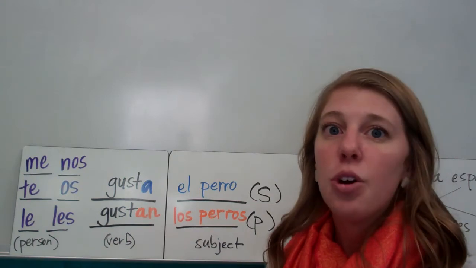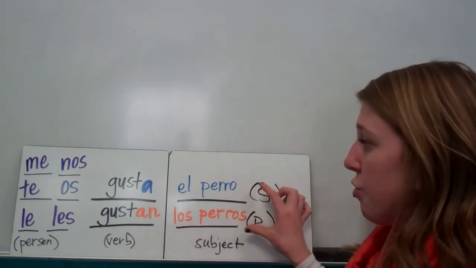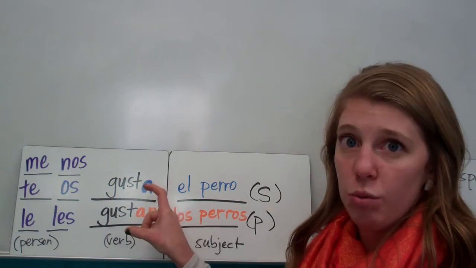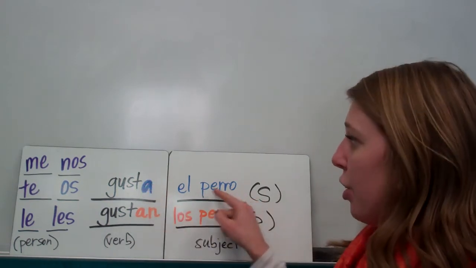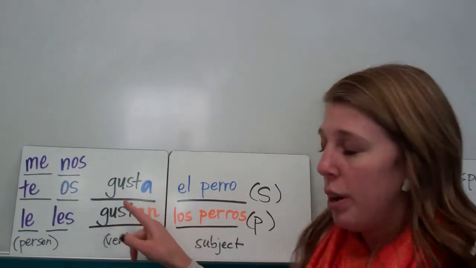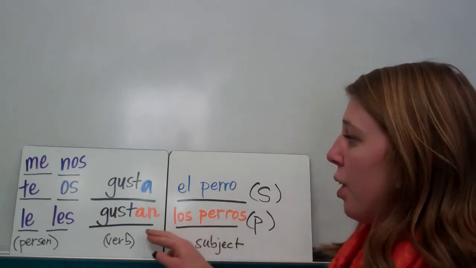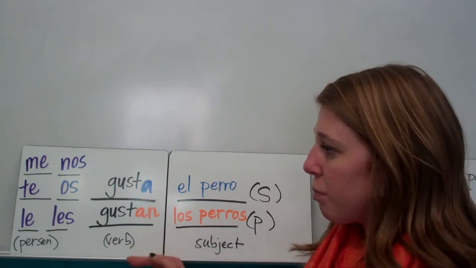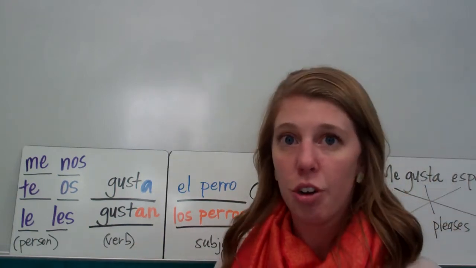Okay? So for perros, for the plural form, we're going to have to use the plural they form of the verb. So we have to write our subjects first so we know what form of the verb to use. Okay, so if this is singular, the verb has to be singular as well. If the subject is plural, then the verb has to be plural or in the they form as well. And then we get to our person over here.